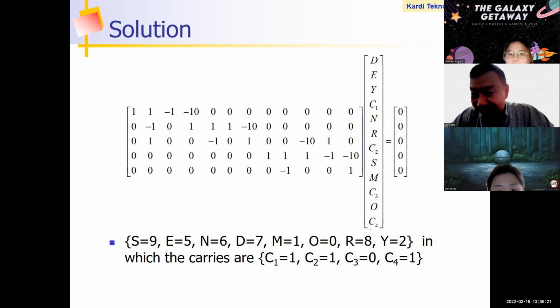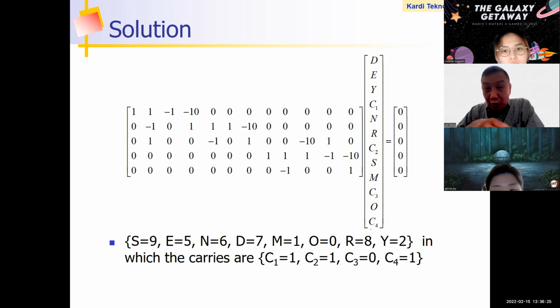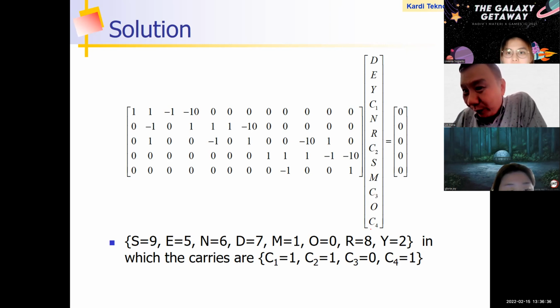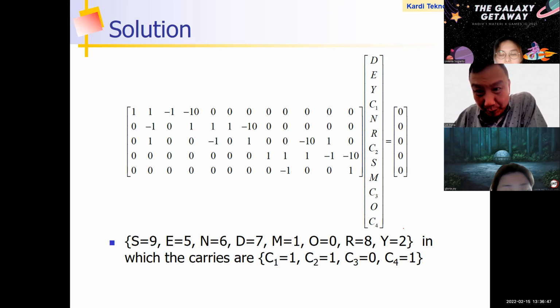Any question? So how do you solve this? In linear algebra, how do you solve Ax equals 0? You cannot take the inverse because it's 0. How do you solve that? Do you remember?